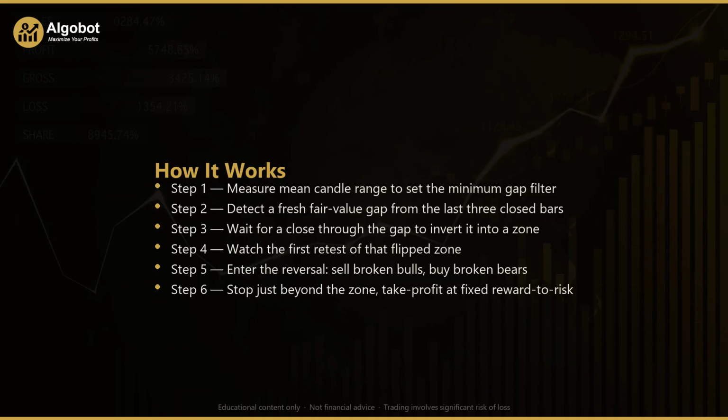Once a zone is inverted, the EA looks for the first retest. For a sell, price must rally back up into the supply zone, with the bar's high reaching the lower edge, but then close back under the top of the zone. That failed push higher triggers the reversal short. For a buy, price must dip back down into the demand zone, with the bar's low reaching the upper edge, but then close back above the base of the zone, triggering the reversal long. The inverted zone also has an expiry, so if no retest arrives in time, the setup is discarded.